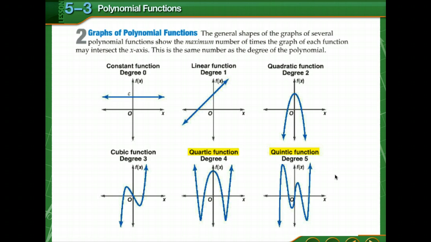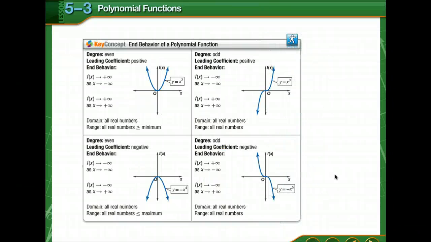The domain of any polynomial function is all real numbers. The end behavior is the behavior of the graph of f of x as x approaches positive infinity or negative infinity. The degree and leading coefficient of a polynomial function determine the end behavior of the graph and the range of the function. So let's look at the end behavior.